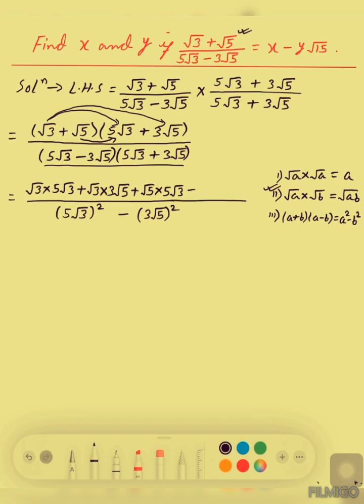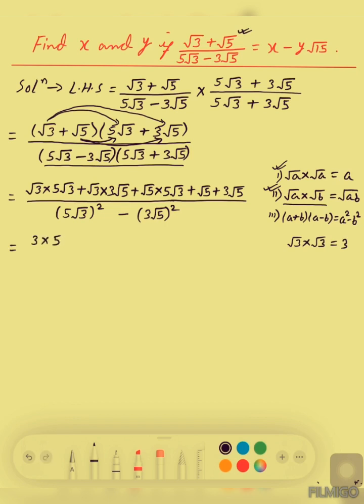Just have a look, I'm writing in the numerator. Okay. Now after this, we are going to use the rules number 1 and 2. Now in the first term, just have a look, there is under root 3 into 5 under root 3, where under root 3 into under root 3 is being multiplied, which is in the form of the rule number 1, under root a into under root a, that is a. So under root 3 into under root 3 is your 3.